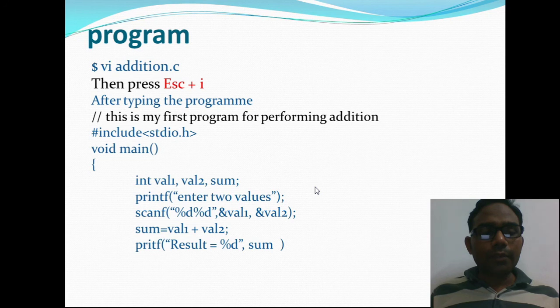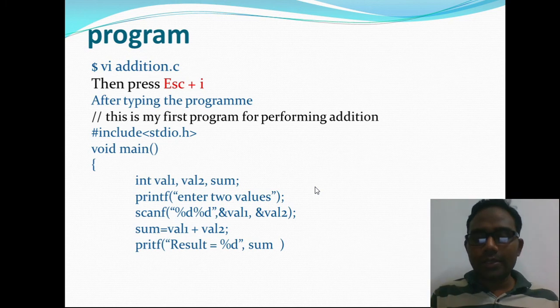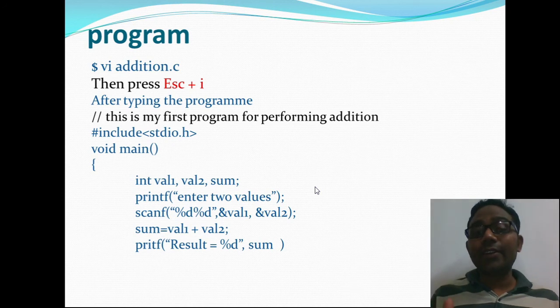Then printf, in double quotes, result is equal to percentage d. Here percentage d, why are you going to write it? The same case, that is, it is an integer. Now the value of sum will be replaced at percentage d. Then that's it. We are going to stop the program.